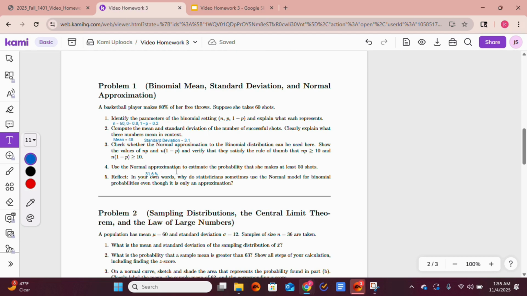Moving on to question 5, it asks, reflect, in your own words, why do statisticians sometimes use the normal model for binomial probabilities, even though it is only an approximation? To answer this, statisticians use the normal model because it makes calculations more simple when there is a large number of trials. Despite the calculations not being exact, the results are very close.